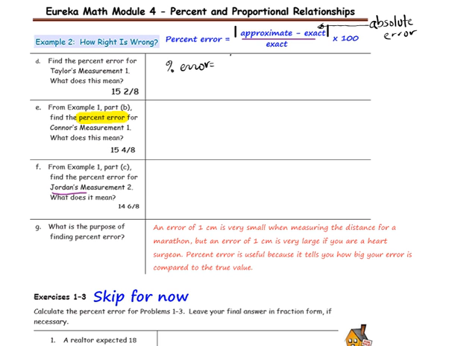So we have the absolute value of 15 2/8 minus 15 all over the exact amount of 15. Notice that the exact amount gets used in the formula twice. And we're going to multiply that by 100 to convert it to a percent. So the difference is 2/8 over 15 times 100. And when you calculate that, your answer is 1.6 repeating. And 1.6 repeating is 1 2/3%. A small percent like this means that the estimate or the measurement was very close.